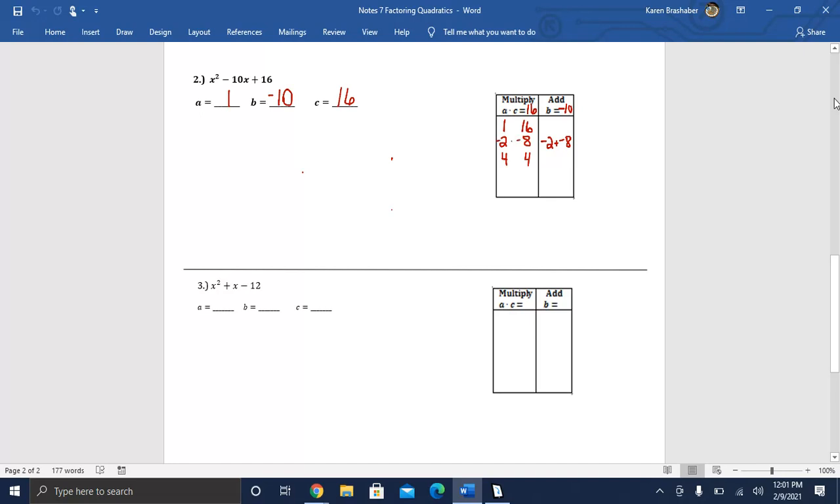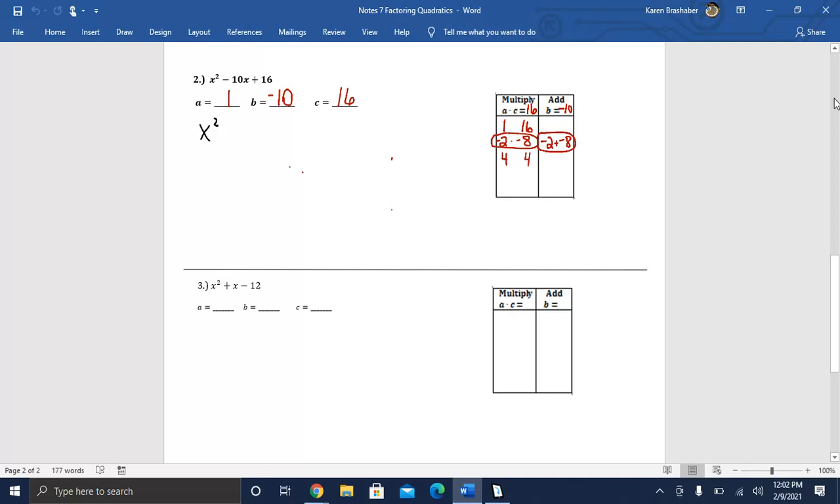And they do. Negative 2 times negative 8 will be positive 16. Negative 2 plus negative 8 will be negative 10. So there is my pair that satisfies both conditions at once. So I'm back to my original problem. I'll take x to the second, and I'm going to split that middle term using my numbers from my table.